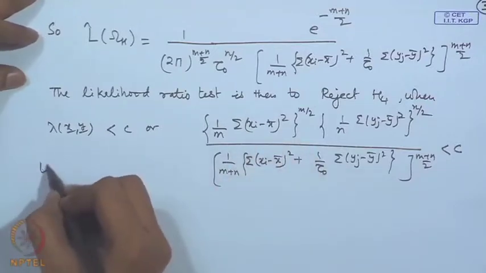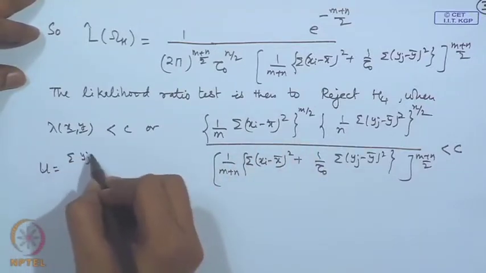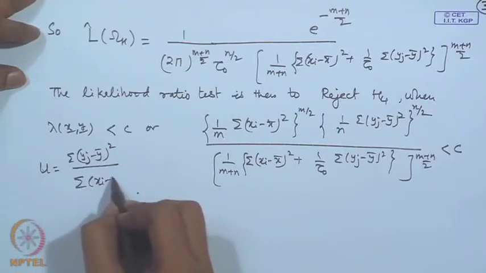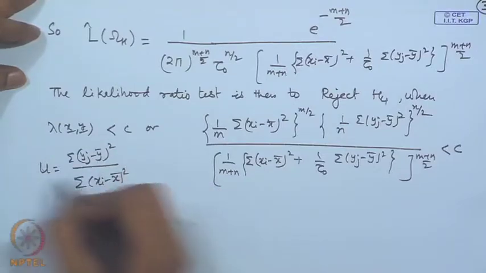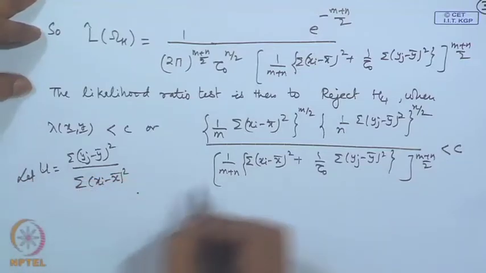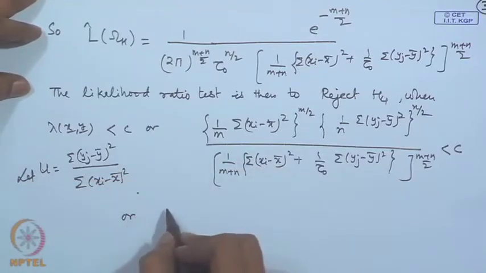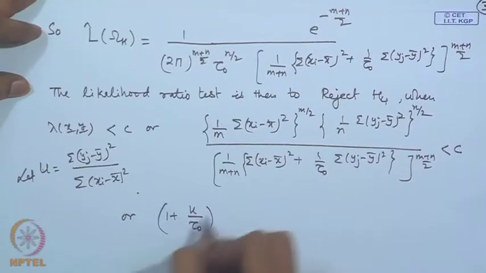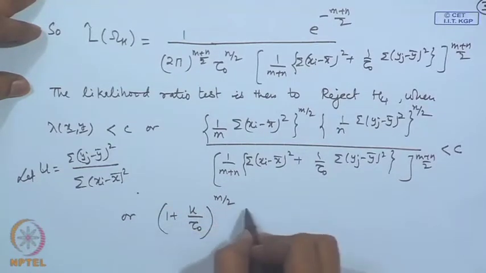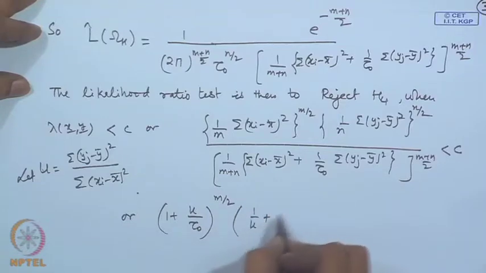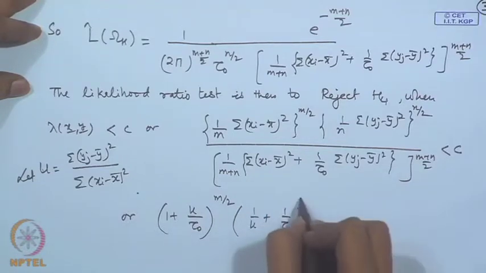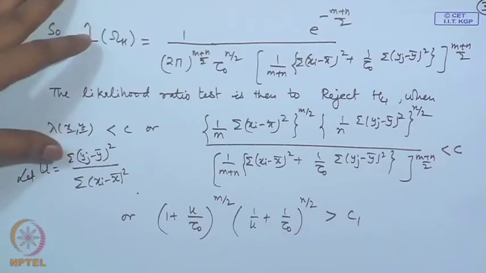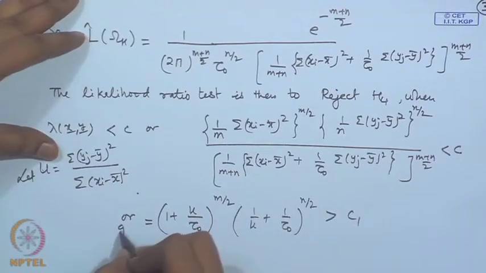Now, we take reciprocal of this and we use the notation say u is equal to sigma y_j minus y bar square divided by sigma x_i minus x bar square. If we assume this, then we can rewrite this condition as (1 plus u by tau naught) to the power m by 2 (1 by u plus 1 by tau naught) to the power n by 2 greater than say C 1. Okay. Let us assume this to be G u.